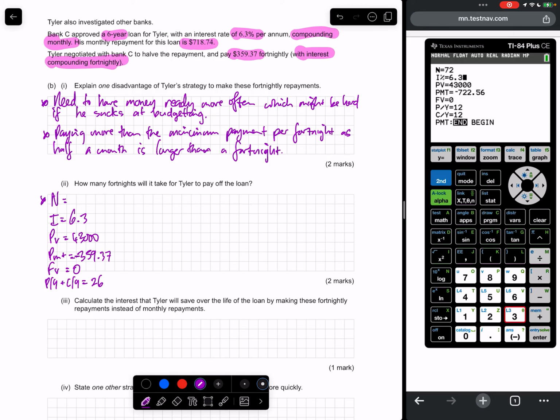So 6.3, 43,000, negative 359.37, 26. 141.48 to 2 decimal points. Therefore, 141.48 fortnights. One for 1 fortnights and 1 week, basically. Approx.